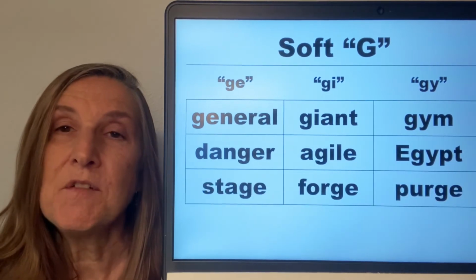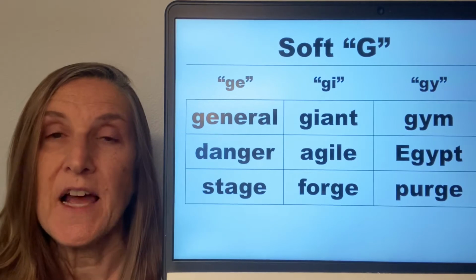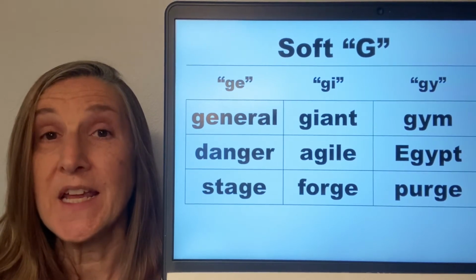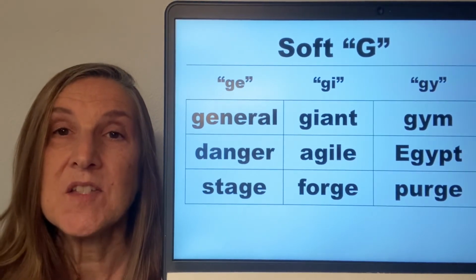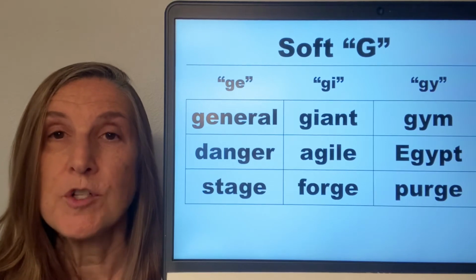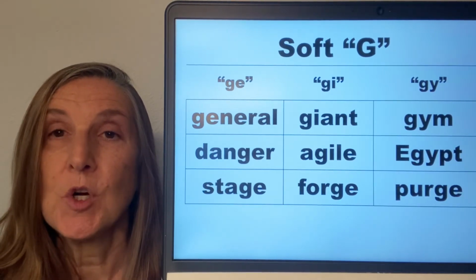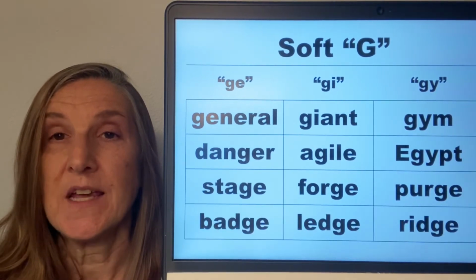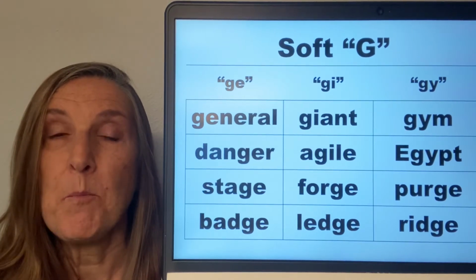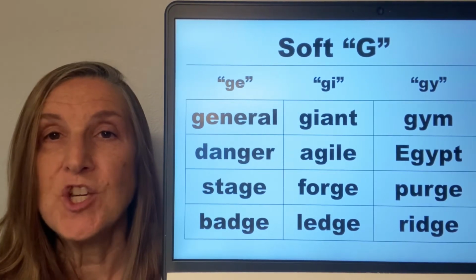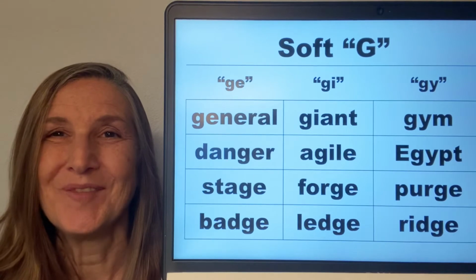And at the end of the word, this soft G sound can be formed by a GE, as in stage, forge, purge, or with a DGE, as in the words badge, ledge, and ridge.